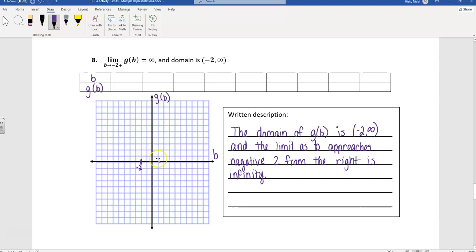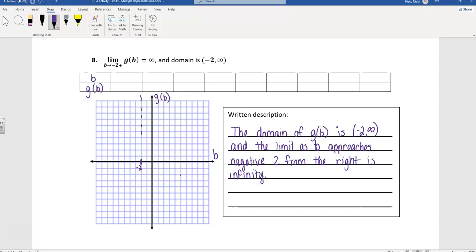Does it matter what the graph does? Not at all, really, except it needs to still be a function. I want all of these to be functions, so don't do something crazy where it won't pass the vertical line test.